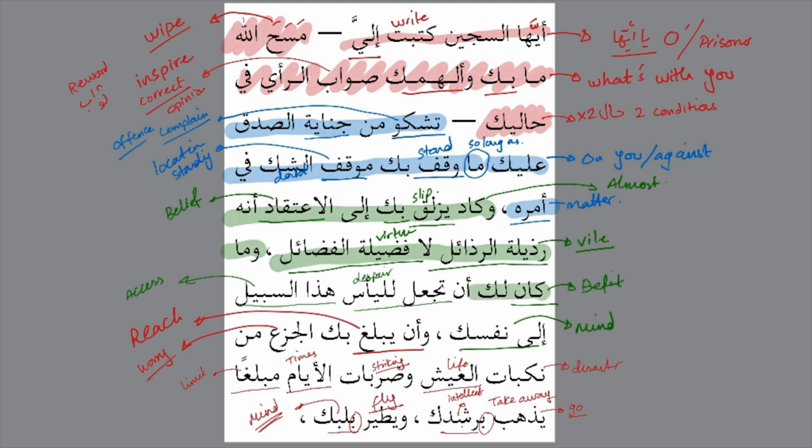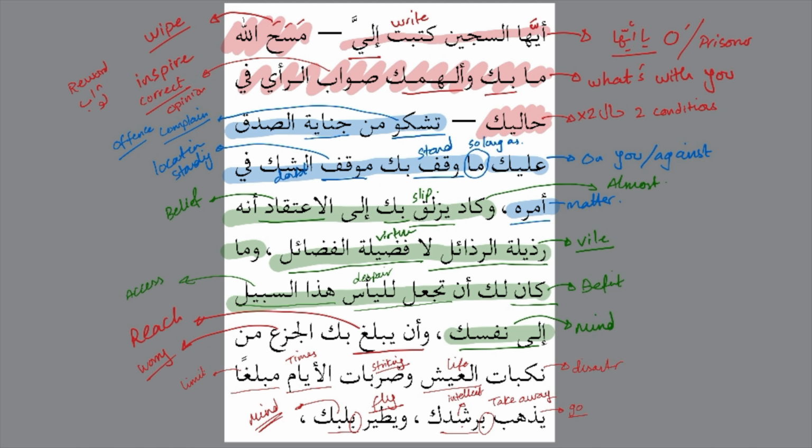ما كان لك أن تجعل اليأس هذا السبيل إلى نفسك. This is a good, excellent one. I like this a lot. ما كان لك. It didn't befit you to make a path for يأس to get to your nafs. Yeah. ما كان لك أن تجعل الغضب سبيل إلى نفسك. ما كان لك أن تجعل الظلم للظلم سبيل إلى نفسك. Right. Try to attempt to use different types of wording as well.